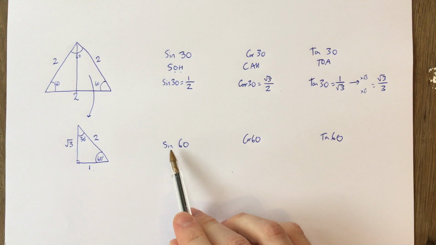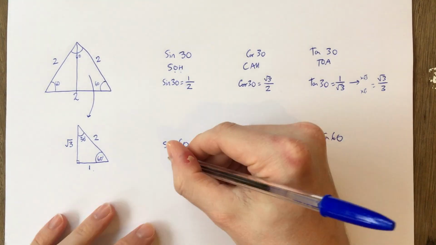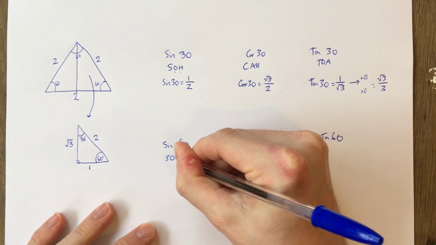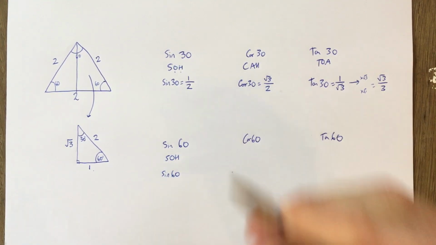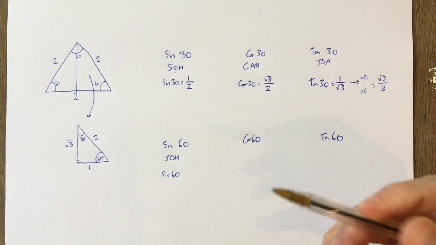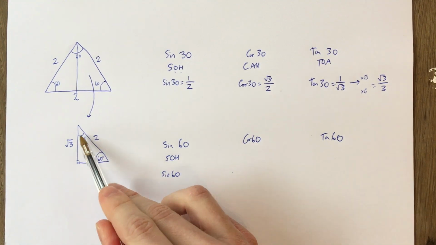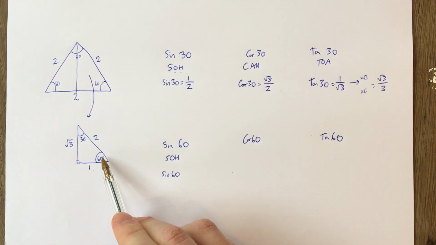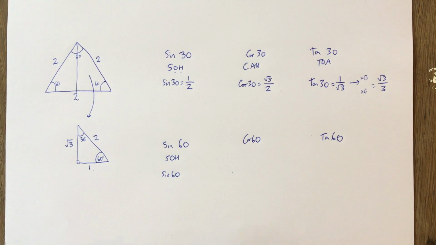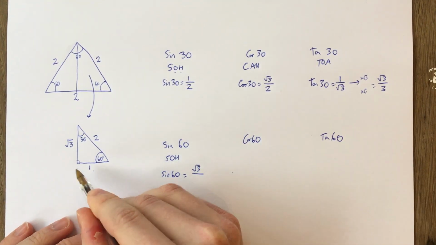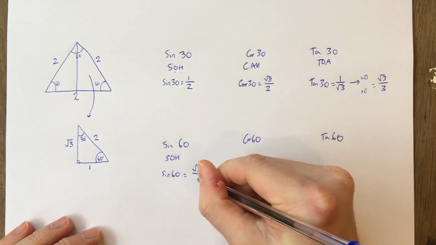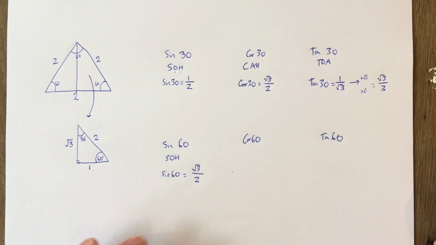Okay, sin 60 now. Now this is different. Obviously you've got SO again, so it would be opposite divided by hypotenuse, sin 60, but the opposite here will be different because we're using 60 rather than 30. So the opposite in this case is going to be root 3. So it's going to be root 3 over the hypotenuse, which is going to stay the same, which is 2. So root 3 over 2.